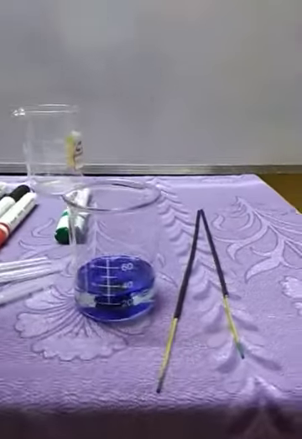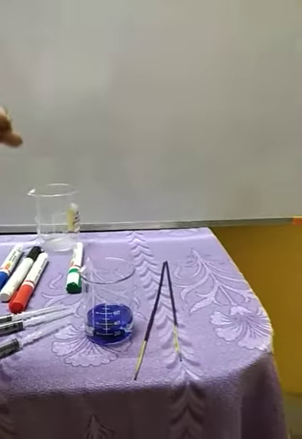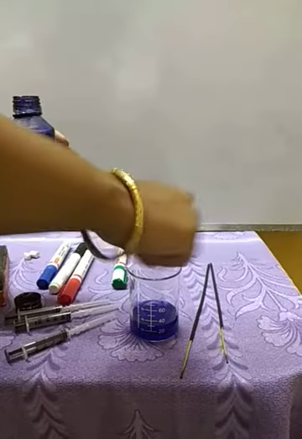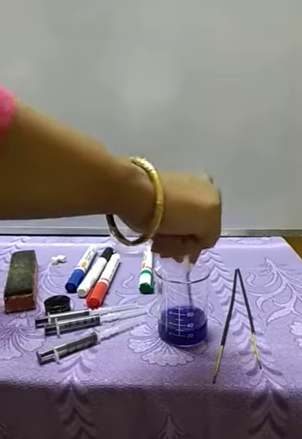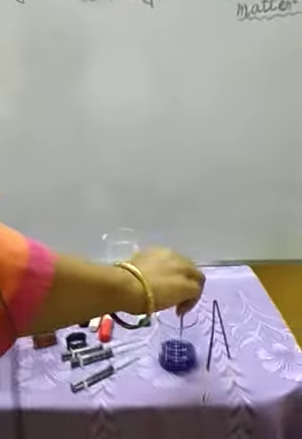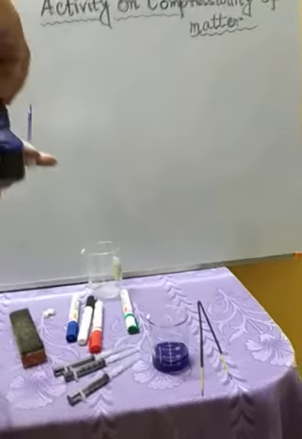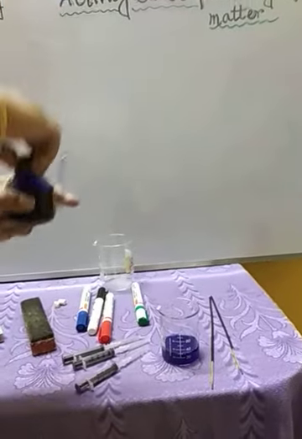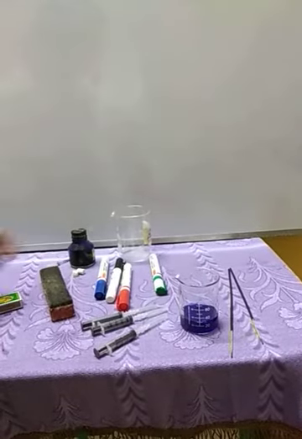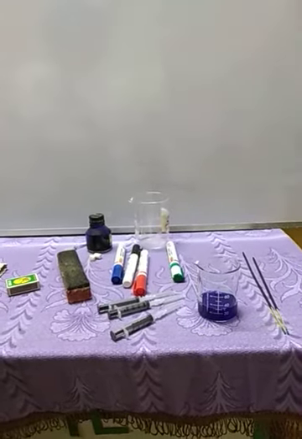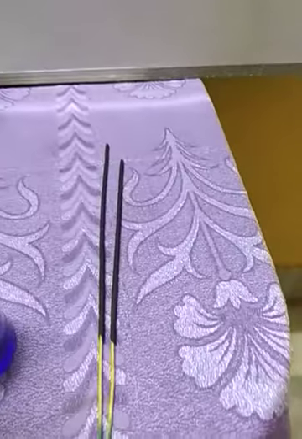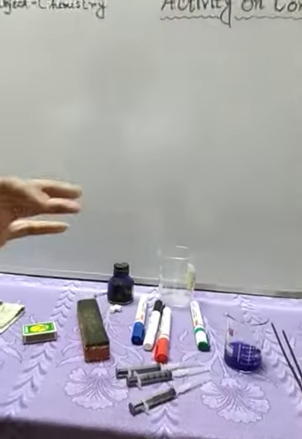I'm adding a few drops of ink in this so that we are getting a nice blue color, which is easily visible through the glass. Okay, next, for gas we are going to use these incense sticks, and the smoke of the incense stick we are going to use as gas. Okay, so these three we require.